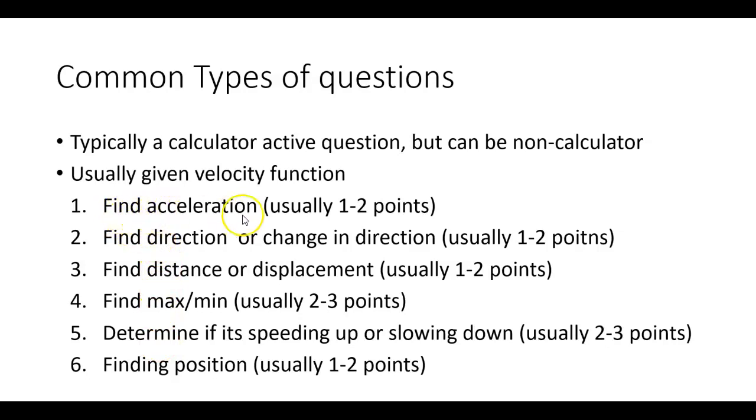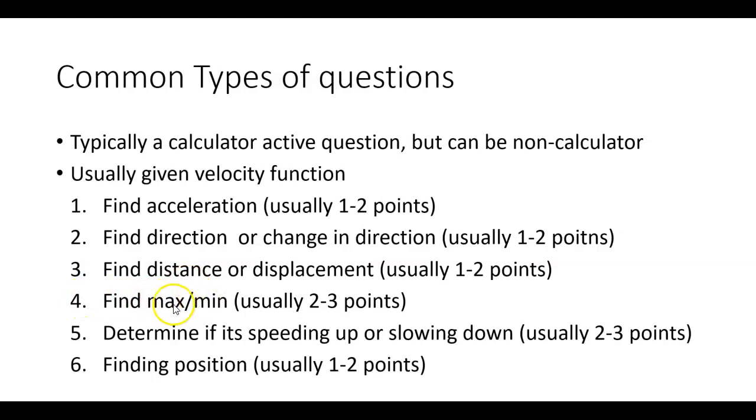They may ask you to find the acceleration, which is usually about 1 to 2 points. The first point is, like usual, showing your work. The second point is getting the answer. A really popular question is finding when the object changes its direction. Once again, usually about 1 to 2 points. Finding the distance or the displacement, so you want to know the difference between those two things.